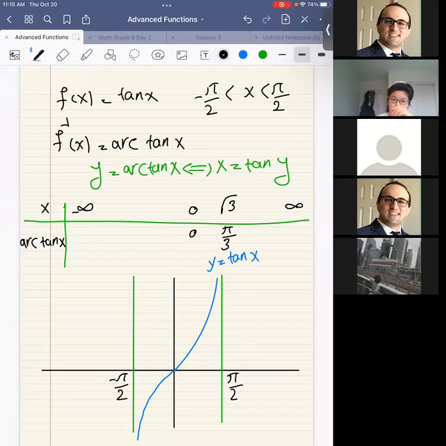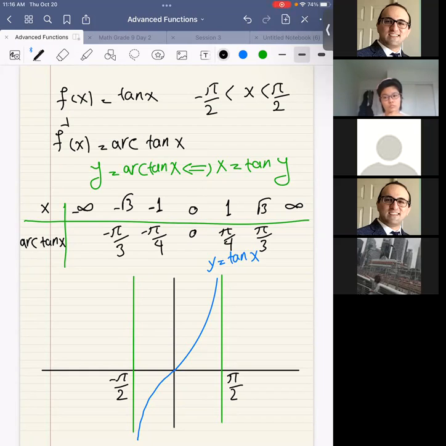And you can have more values, like, let me just write this. For √3 it's pi over 3. How about 1? Pi over 4. And because tangent is an odd function, arctangent is also odd. So for -1, you have minus pi over 4. And for negative √3, you have minus pi over 3, and so on.